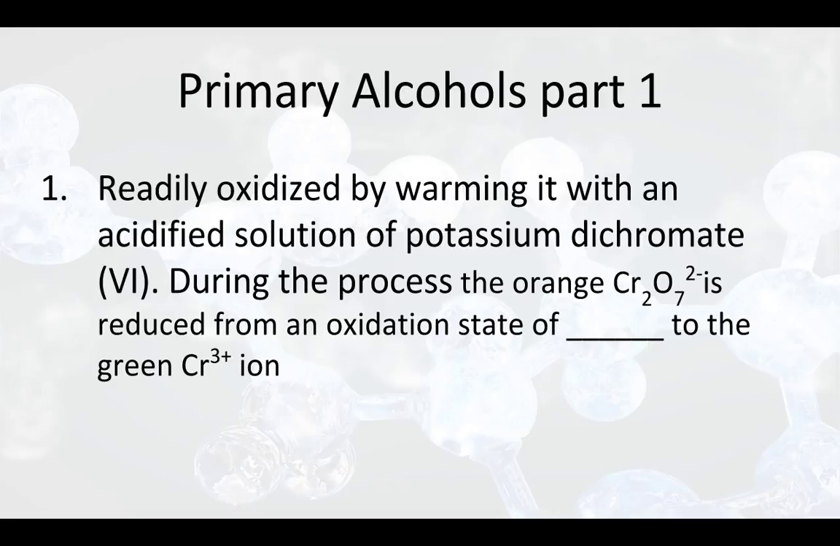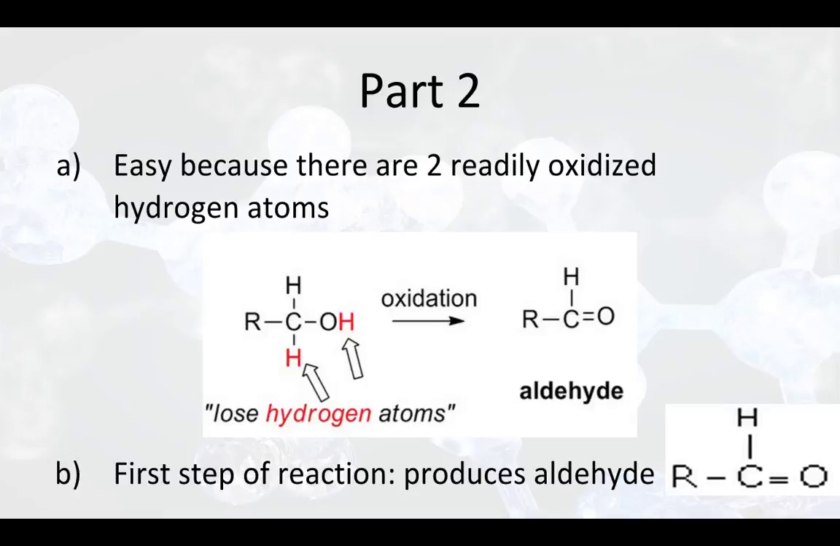Gotta love color changes. This is also the reaction that is in many breathalyzers. It has that potassium dichromate, so when you blow into it, an oxidation reaction occurs and it goes from an orange to a green. So you have a nice, easy way to tell if somebody had been drinking alcohol.